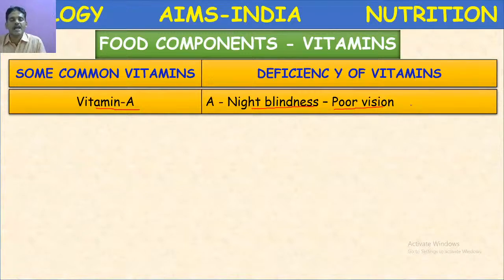The lacrimal glands in the eye become dry. Malfunctioning of the lacrimal glands in the eye takes place due to the deficiency of vitamin A in adults. So that will lead to xerophthalmia. But the common symptom of deficiency of vitamin A is night blindness.